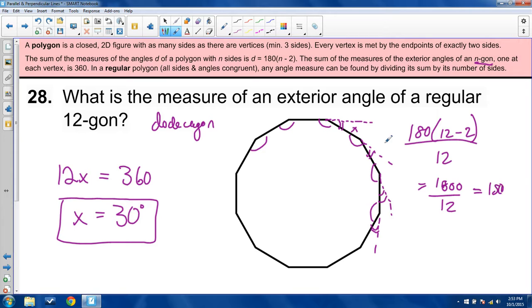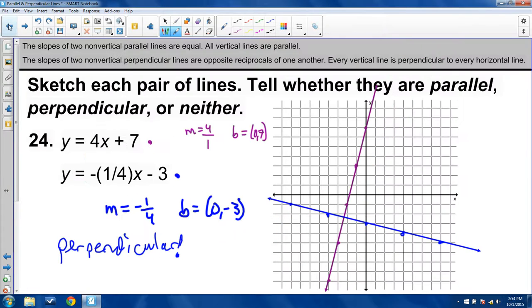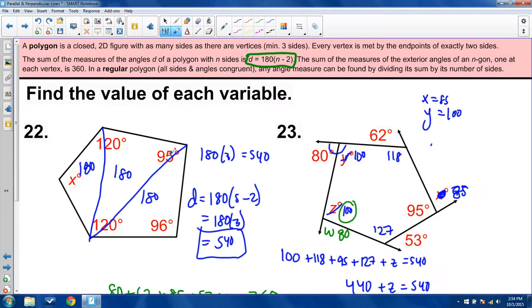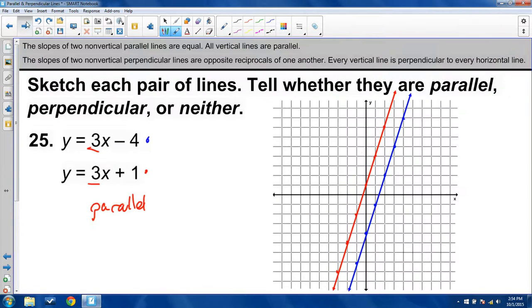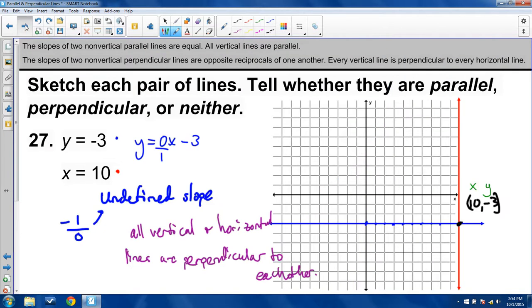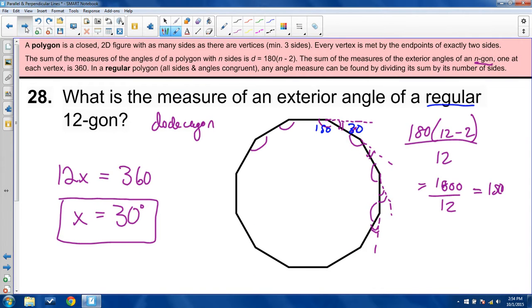Or what you could have done, which I just thought of right now, I honestly didn't think of it before, is if you know this is 30 now, then the interior angle measure is supplementary to it. Subtract 30 from 180, you get 150 there. Remember, that's for a regular one. All sides and angles congruent. If they're not congruent, you're going to have to do a little more work like we did way back here, and add them up individually to find different things like that. Otherwise, if it's regular, you get to divide by the number because they're all going to be the same. And that's it. Fine.